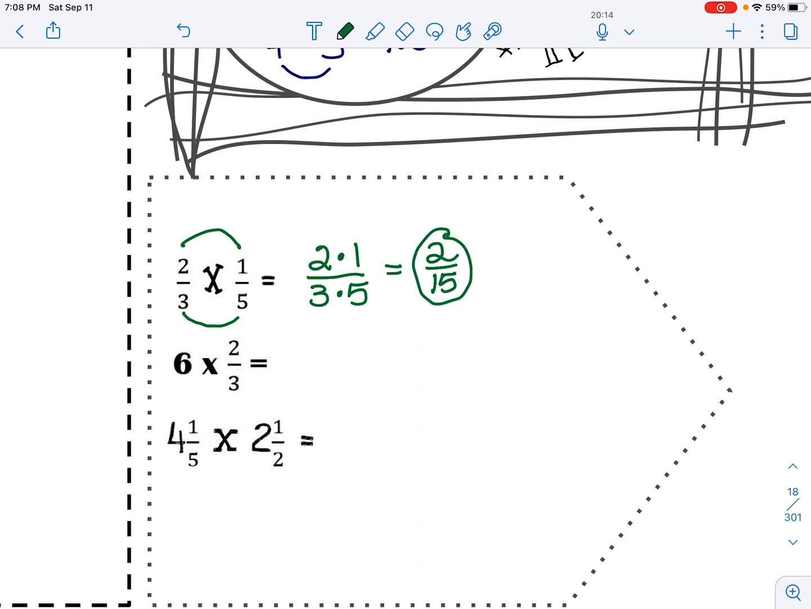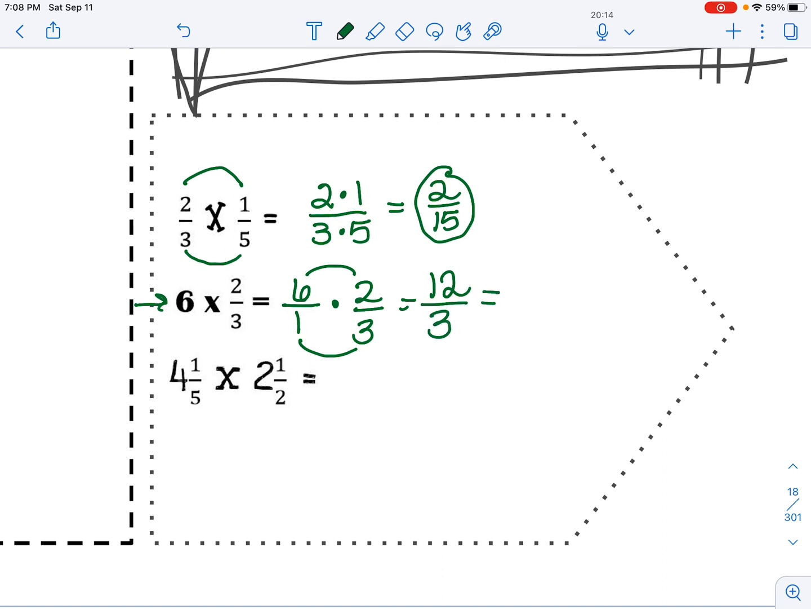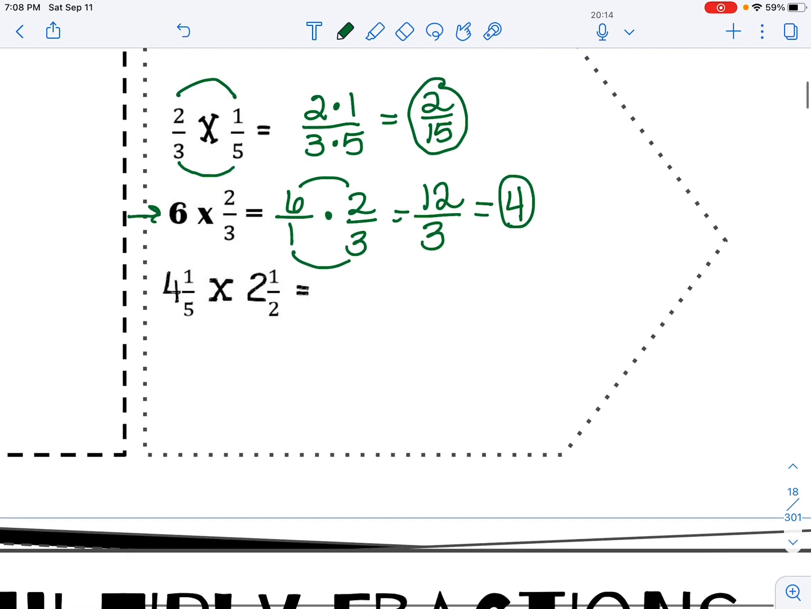Oh no, in example number 2 right here, I have a whole number. So remember, what do I need to do? You're right, I need to make the whole number a fraction by putting a 1 under it. So we have 6 over 1 times 2/3. So 6 times 2 and 1 times 3. That becomes 12 over 3, and 12 divided by 3 is 4. Good job, Richland Rams. All right, next example.